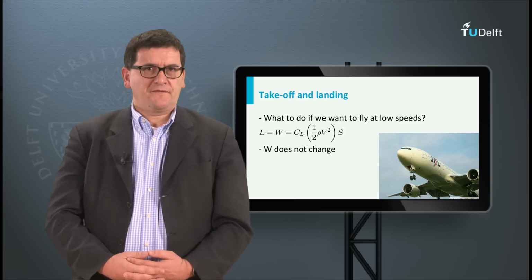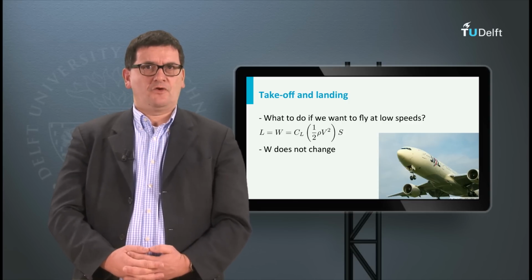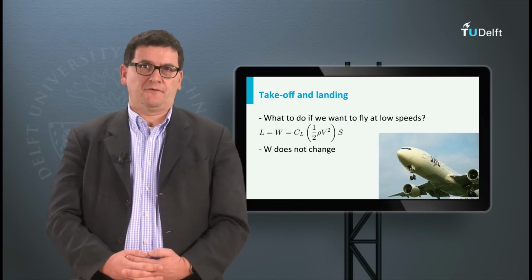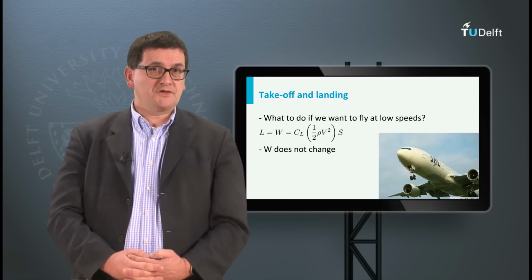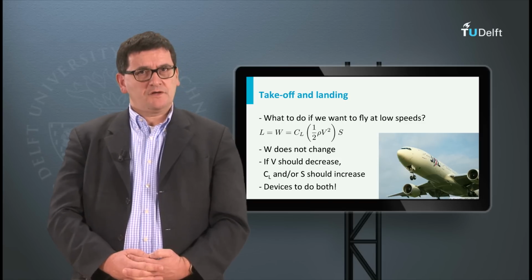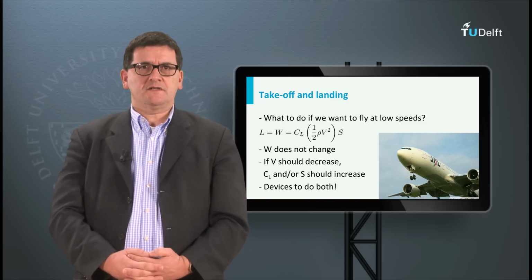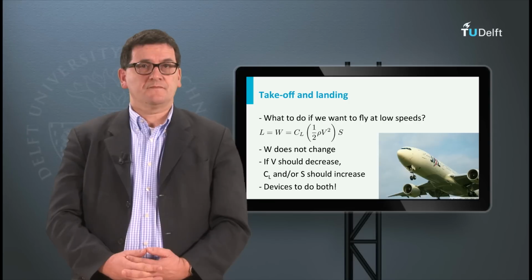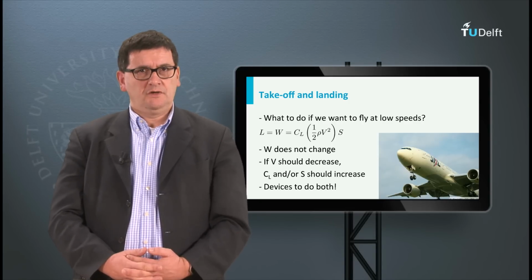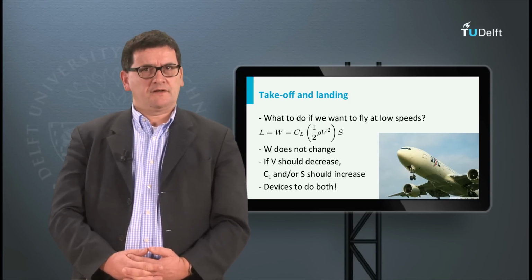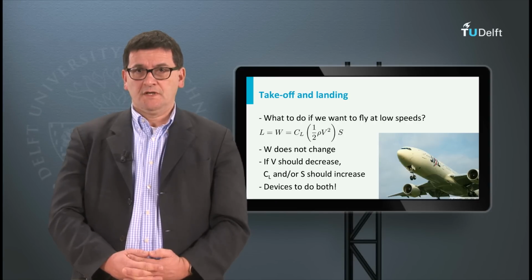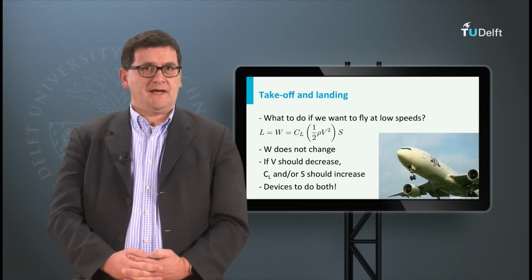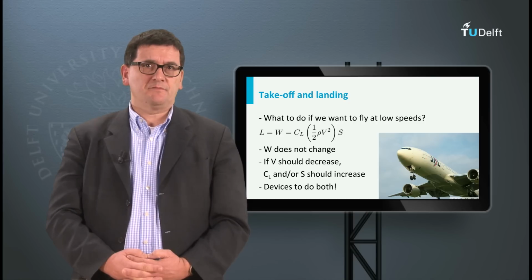At landing and takeoff, we fly at low airspeeds. As you can see in the formula, this has a large impact on the lift force. Question is what to do, because the weight of the aircraft does not change. In order to compensate for a lower value of the airspeed, the other parameters should increase. The air density is beyond our control, although most airfields are at low altitudes and therefore the density has rather high values, which helps. The other two parameters, the lift coefficient and the wing surface area, can be changed by using all kinds of high lift devices.